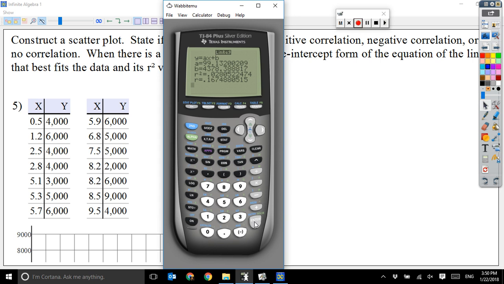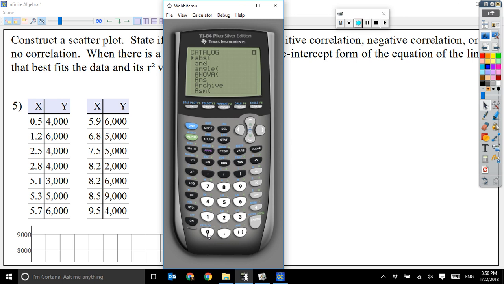Now this is important to note that if you do this and you are missing this right here, so maybe you only have y, a, and b, you're missing the r and the r squared. I'm going to show you how to get the r and the r squared. You would hit the second button and then 0. Second button 0, and you'll see this.